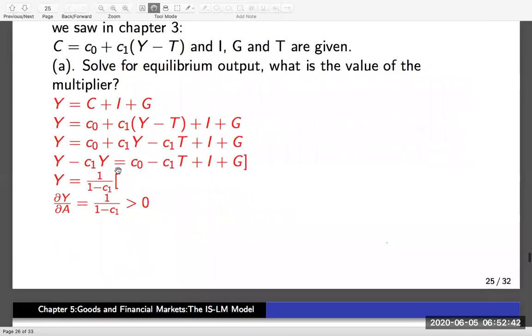y is equal to this, and then this should have been the autonomous what? The autonomous factor. Now, if you do a dy dA, you get that this is 1 over 1 minus c, and this is the multiplier. And it is not greater than 0, but it is greater than 1.